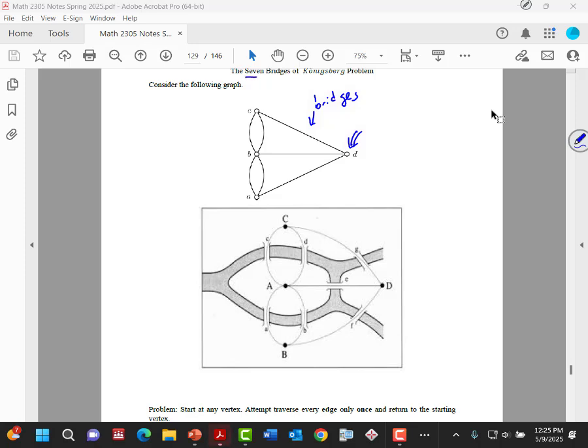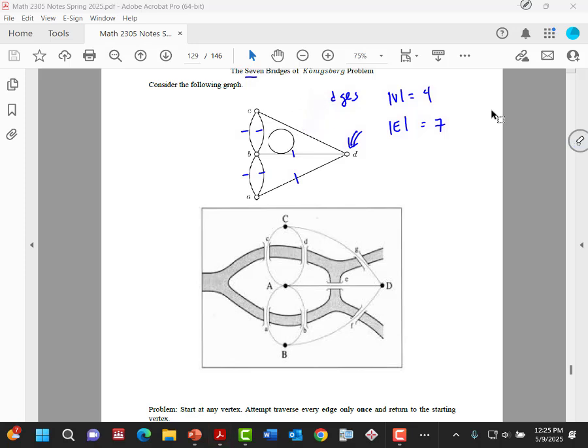If we take a look at this, the size of this vertex set is 4. A, B, C, and D are what I'm calling my vertices. And the size of the edge set, you guessed it, is 7. 1, 2, 3, 4, 5, 6, 7. There we have the 7 bridges.